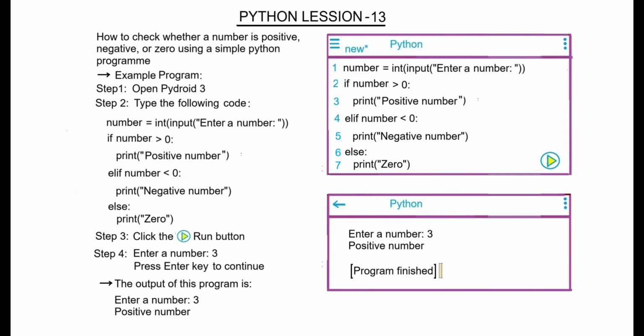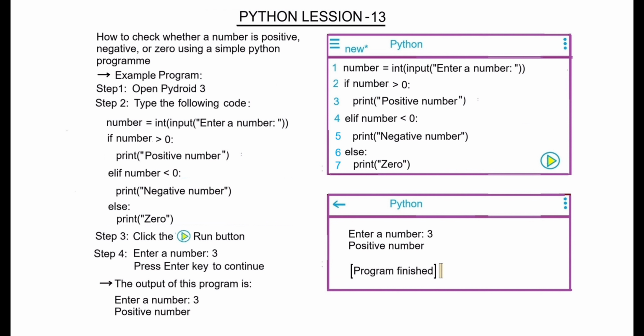Python lesson 13. How to check whether a number is positive, negative or 0 using a simple Python program. Example program. Step 1. Open Python 3. Step 2. Type the following code.